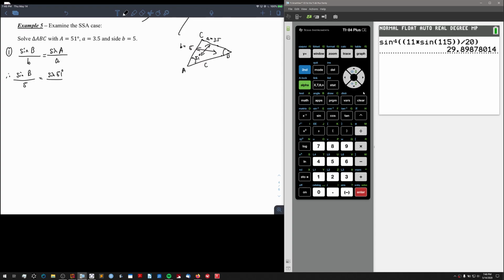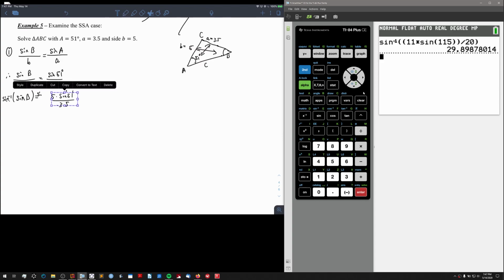And side A was given to me to be 3.5. Okay, and I do the math. Sine of B is 5 times sine of 51 degrees over 3.5. And then I do the inverse operation to get rid of the sine. So I do inverse sine. Let me move this over a little bit.